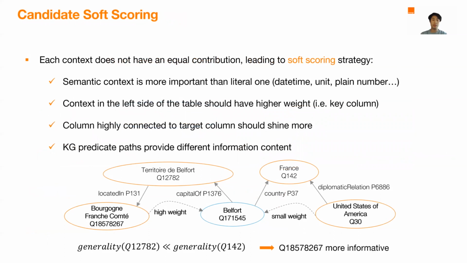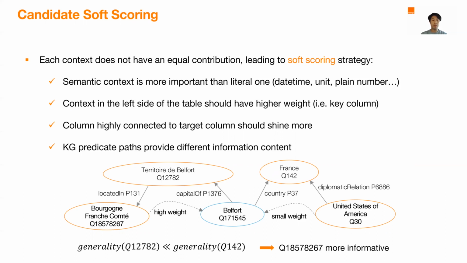An entity has many table contexts and graph contexts. It's clear that each context contributes differently to the entity score. In DAGOBAH, we consider multiple factors that can have an impact on the entity score. This leads to a soft version of entity scoring. The factors are listed below.